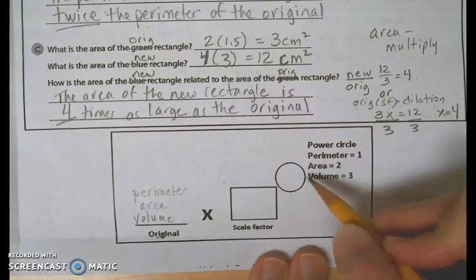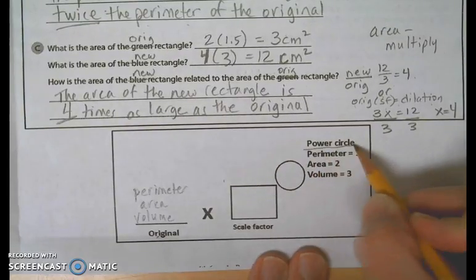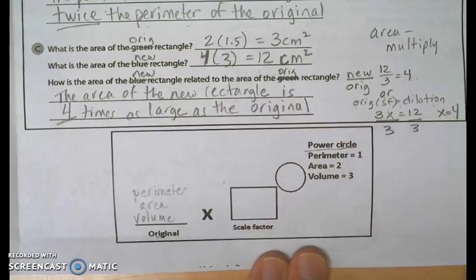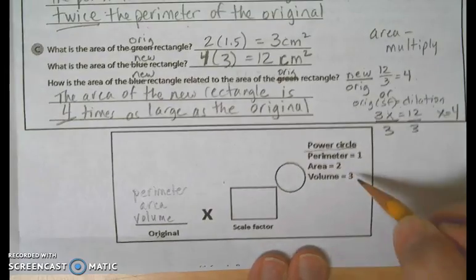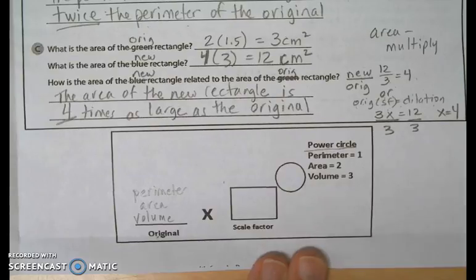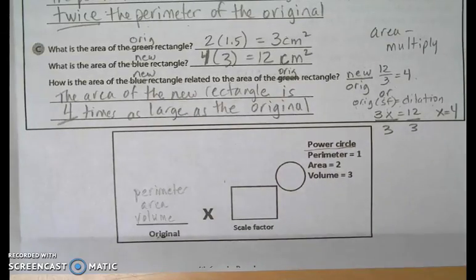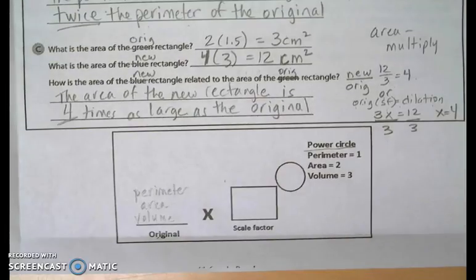The number that goes in the power circle will be a 1 if you're doing perimeter, a 2 if you're doing area, and a 3 if you're doing volume, because that will give you the relationship between the original perimeter, area, volume and the new perimeter, area or volume.